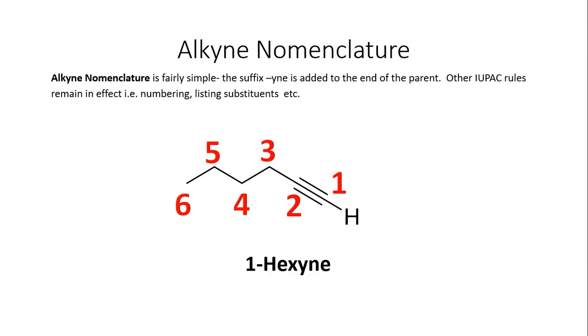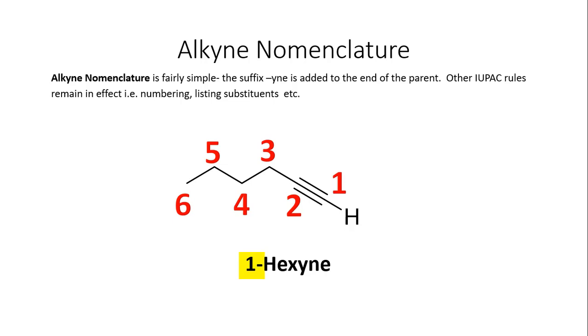So let's talk about alkyne nomenclature. It's very simple. You follow the same IUPAC rules that you would follow for alkenes and alkanes. The suffix "-yne" is indicative of a triple bond, and then the number in front of the name, which we're going to talk about in a second, is indicative of the location of the triple bond.